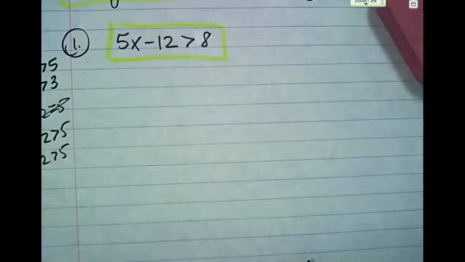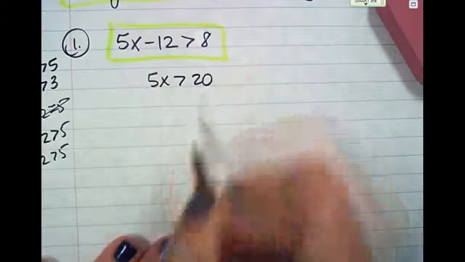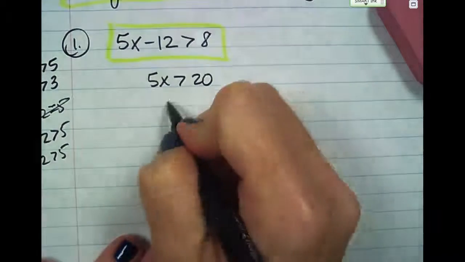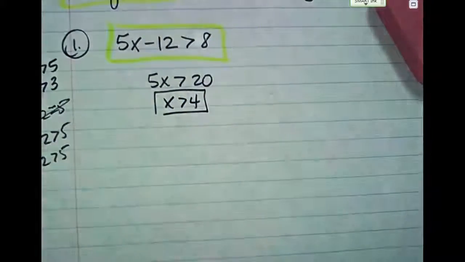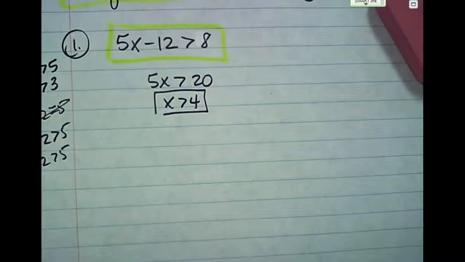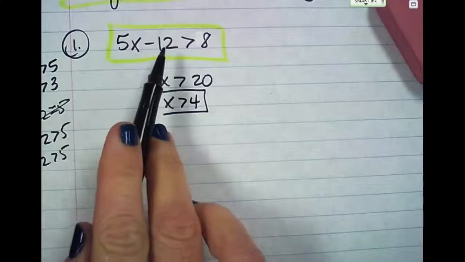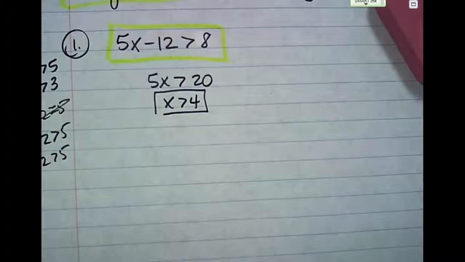Here's your first problem. What are you going to do to both sides? First, add how much? 12. So now you're at 5x is greater than 20. Then you would divide both sides by 5. So x is greater than 4. That means, would 4 work in this situation? If I put 4 into here, 20 minus 12 equals 8. 4 won't work. But all numbers bigger than 4 will. 5 will work, 6 will work.